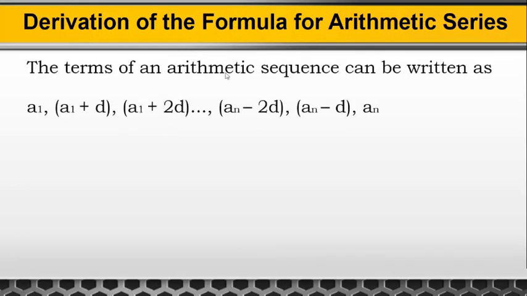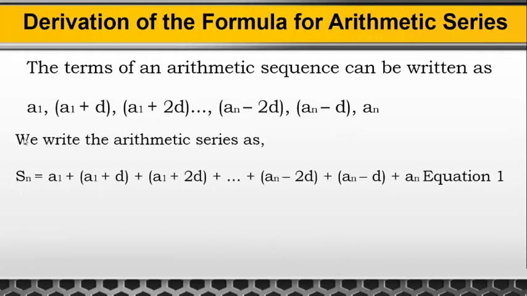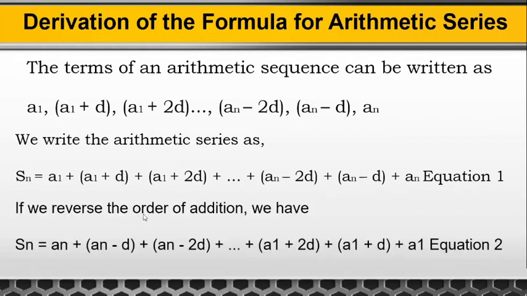Now we have to derive the formula for an arithmetic series. The terms of an arithmetic sequence can be written as A1, then A1 plus D, A1 plus 2D, and AN minus 2D, AN minus D, and AN. So we write the arithmetic series as this, our equation 1. And if we reverse the order of addition, we have this equation 2.